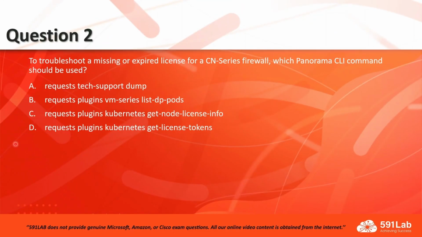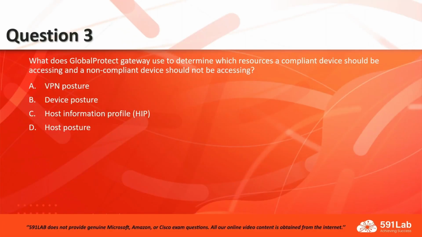Let's discuss question number 2. The question is as follows. To troubleshoot a missing or expired license for CN-Series firewall, which Panorama CLI command should be used?